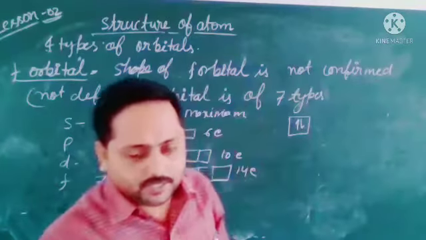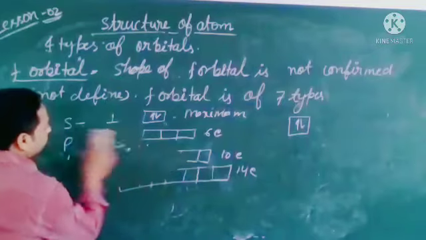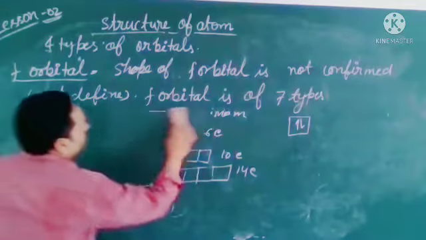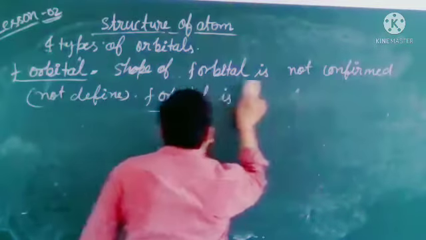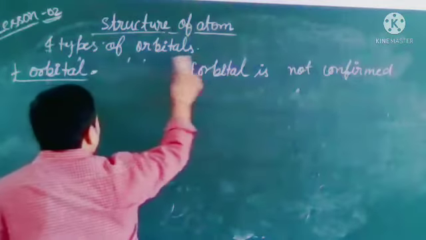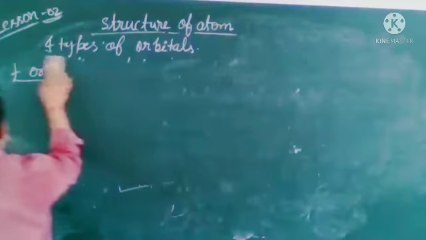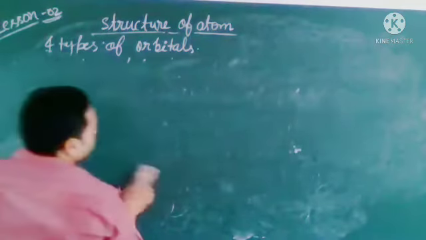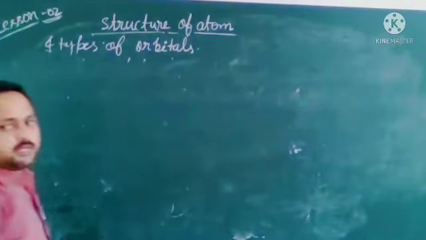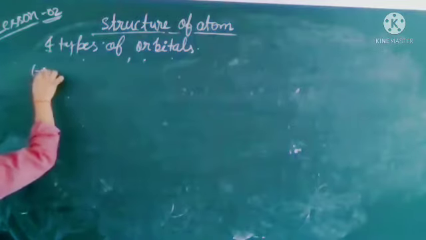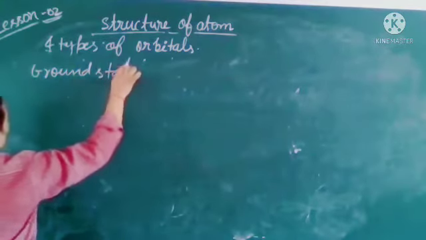Okay, so let us see here. We have discussed orbitals. Orbitals are the three-dimensional areas around the nucleus in which the probability of finding electron is maximum. And one more point that we will discuss here: ground state.